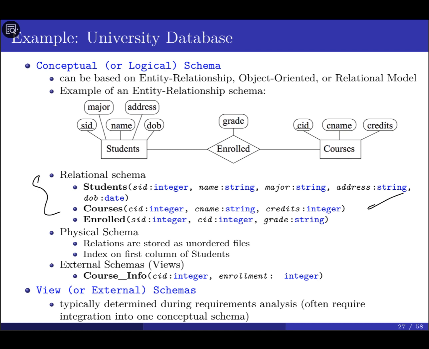For the physical schema here, the relations are going to be stored in unordered files, because we have different ways to store the data. Either we use sequential files, where records are stored next to each other, or maybe they're going to be random. We'll use heap files, if you are familiar with this one. If you already studied operating systems, you know exactly what I mean here.